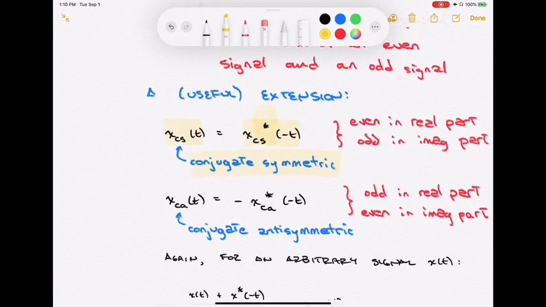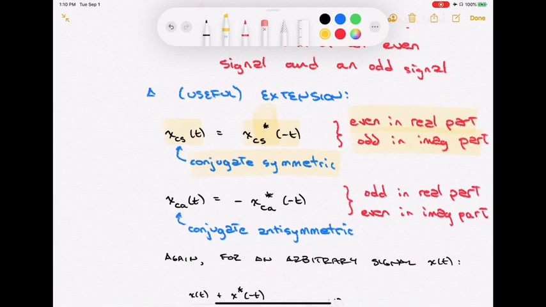If I broke up my signal x into a real and imaginary part, what I would find is that the real part of my signal has to be even, and the imaginary part of my signal has to be odd. So the real part of my signal is even, and the imaginary part of my signal is odd if I have a conjugate symmetric signal.